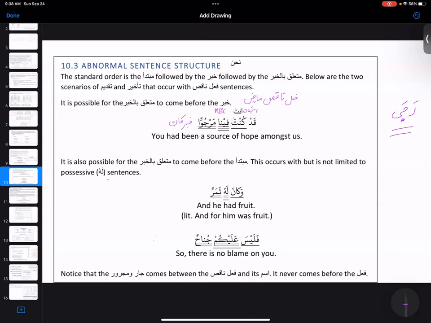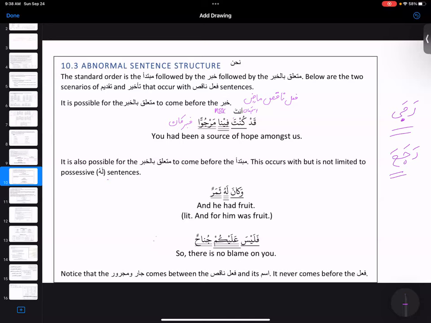Marjuwan is on what siga? If I'm saying this is Raja, it's a maful. Okay, the other one, someone is saying that was Raja, with ayn. This one is different. This is Raja, and marjuwan is basically a maful.